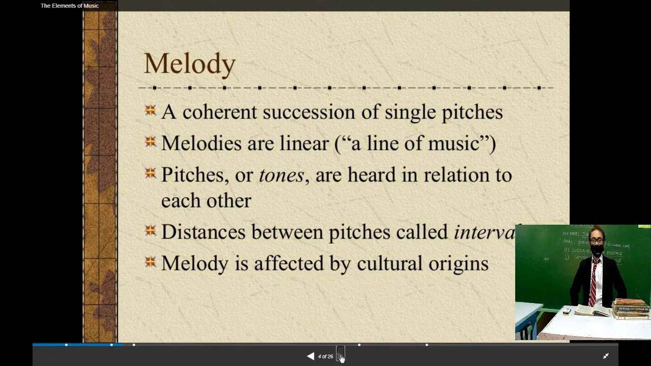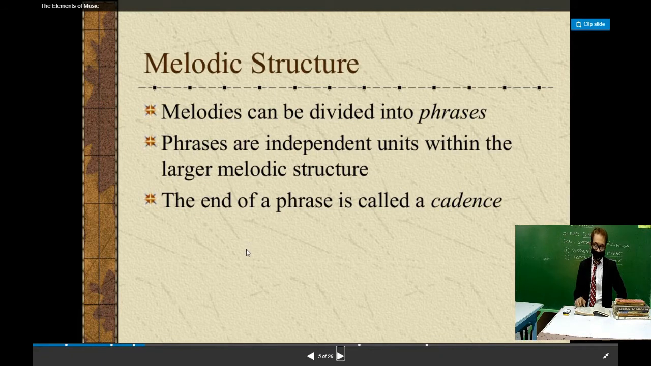Melody, not to be confused with the name of your girlfriend.